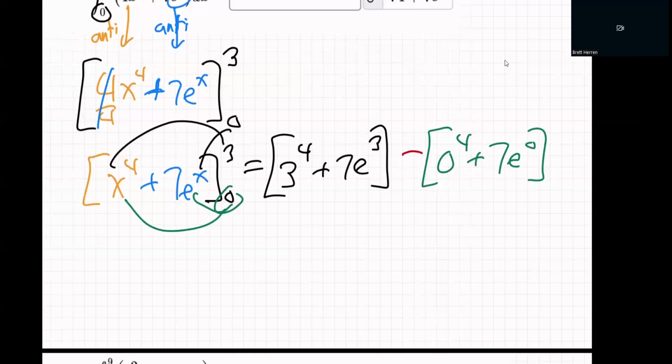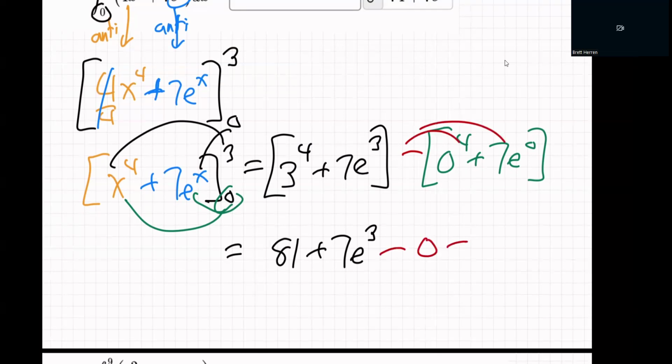So then, what does this become? 3 to the fourth, you can use Desmos if you need to, is 81 plus 7e to the third. I'm just going to leave it like that. In fact, I don't really need these parentheses anymore. And then I'll let this minus distribute: minus 0, minus 7.